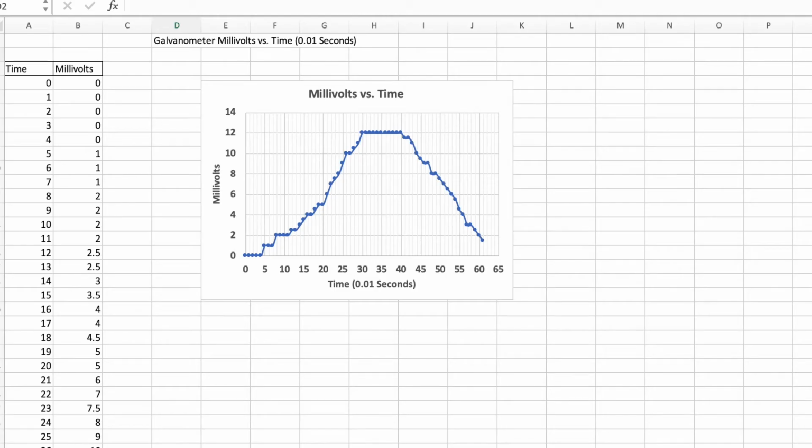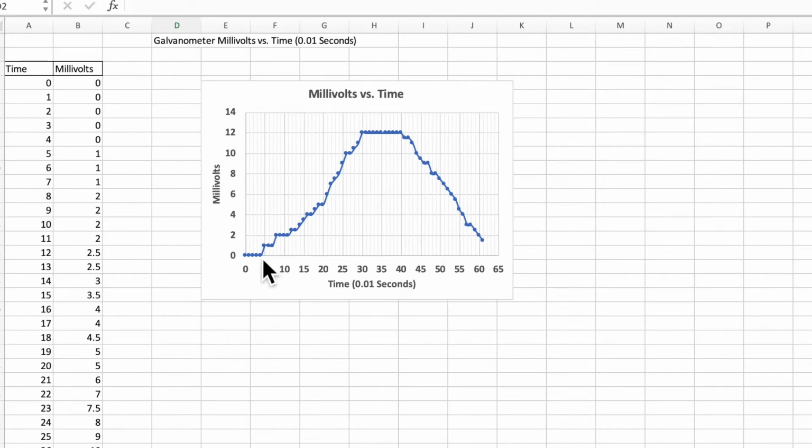This is an Excel spreadsheet I made using data generated with the galvanometer and that timer. I actually had an iPad app measuring in hundredths of a second. So I ran that app, recorded it in slow motion, slowed it down a little further, and was able to look at the millivolts versus time on the timer, and that's how I got this chart.